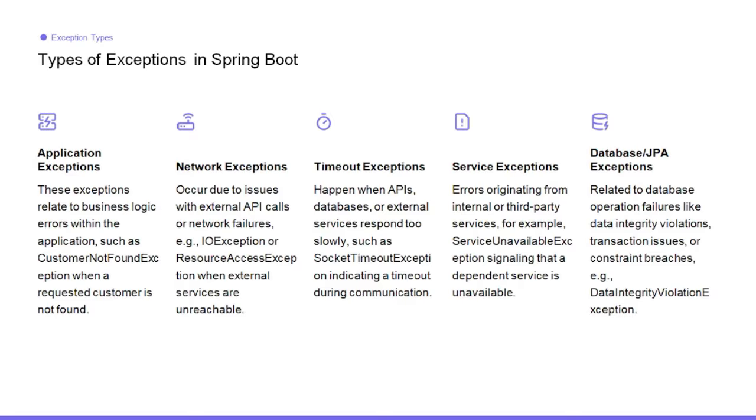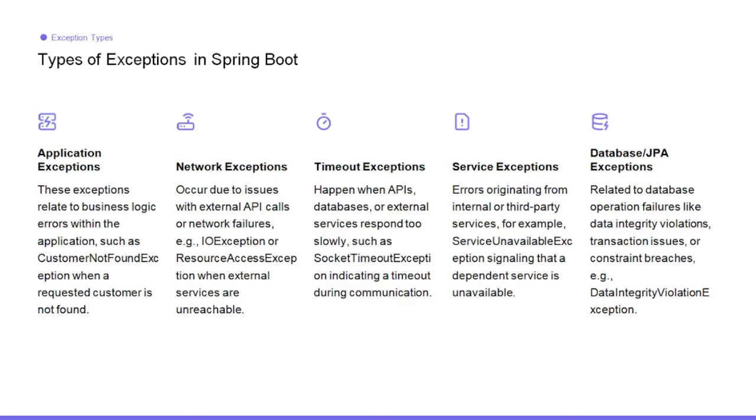Network exceptions due to network failures, IO exceptions, then how to handle them. Timed out, as I told, whenever you are calling a third party API and you are expecting the response in 1 minute as per the agreed SLA, then how you have to handle the timeout. Service exception: whenever you are calling the third party and the service is throwing some exception, how you have to handle it.